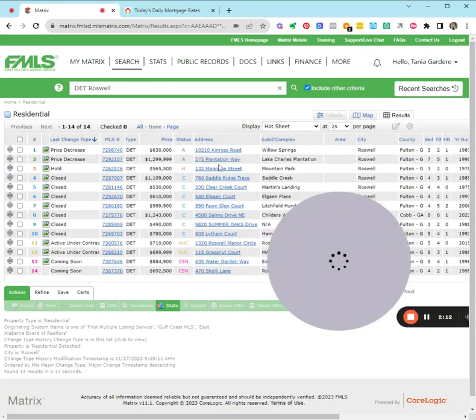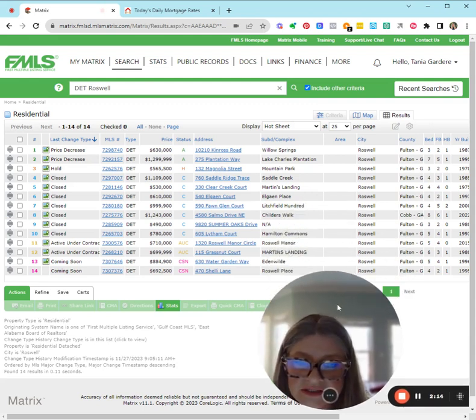So here are the two price decreases that we just experienced. One is in Willow Springs on King Cross at $630,000. The other one is on Plantation Way, that's in Lake Charles Plantation. And then we had another one in Mountain Park on Magnolia Street. That's the one that went on hold. So right here under status, you can see the A is for active, H is for hold. And then we've got these that are all going to be our ones that have a C that are closed.